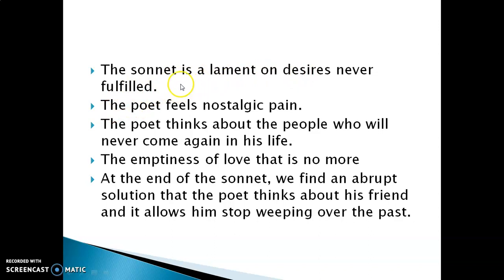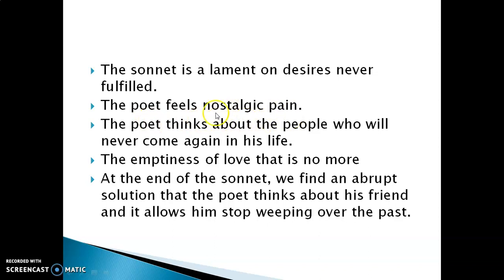So the poet feels sad. The poet weeps over unfulfilled desires. It means the poet had so many desires in his past time, and the desires were unfulfilled. So the sonnet is a lament on unfulfilled desires.